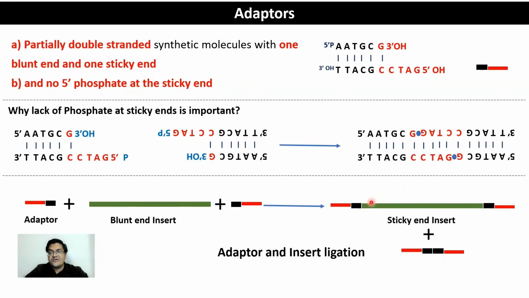But then there's a catch here. If you remember, the adapters do not have a 5' phosphate at the sticky end. So that has to be restored before you can move forward with the ligation and transformation downstream. So let's see how this addition of phosphate groups happens on the sticky end insert that now has adapters.